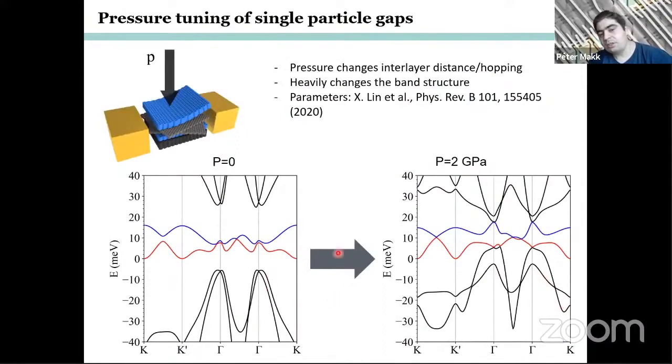This is shown in this figure, what we expect. So there's this band structure of twisted double bilayer graphene with the band gaps shown here. And what you see is that when you start to apply pressure, let's say this is calculated for 2 gigapascal, these bands start to shift: the conduction band shifts down, the valence band shifts up a bit, but all these single particle gaps are closed in the spectrum. So this is something which should be quite visible in our experiment.